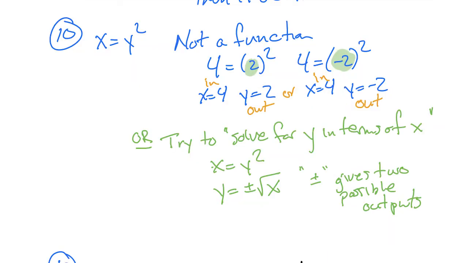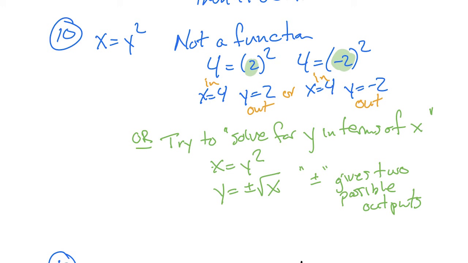So for number 10, x equals y squared is not a function. There's two ways you can show that. One is if you can find two different values of y that correspond to x, two possible outputs, then that's not a function, because you tell me the value x, and there are two possible answers. Well, y could be 2 or y could be negative 2. So it's not a function in that sense. It doesn't determine what the output is going to be.